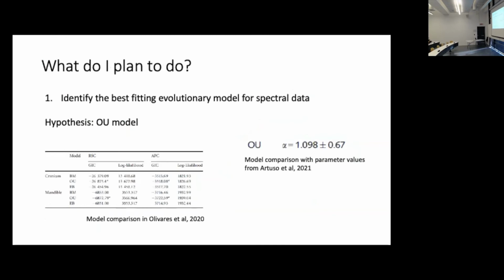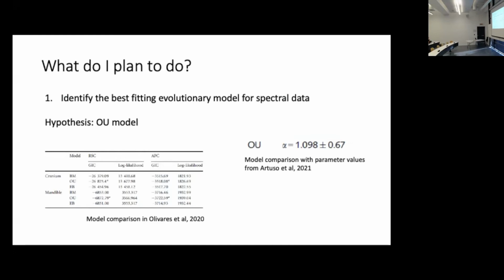So what do I plan to do? This is where I'm integrating some published studies using morphometrics, some of my very preliminary analyses, and then some references to simulations as well. So the first step is identifying the best fit evolutionary model for the spectral data.